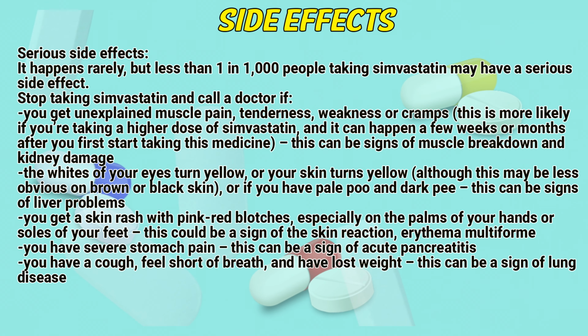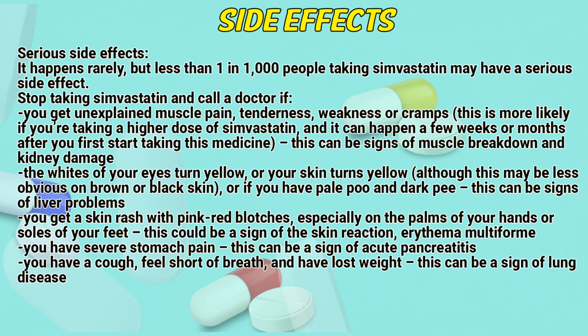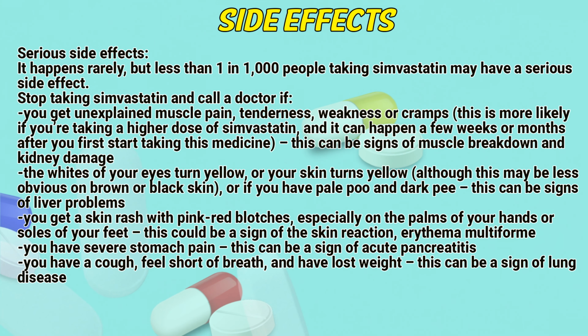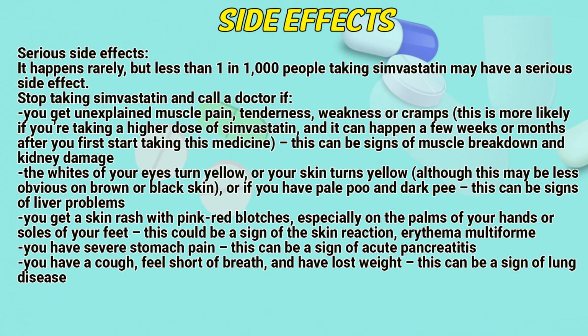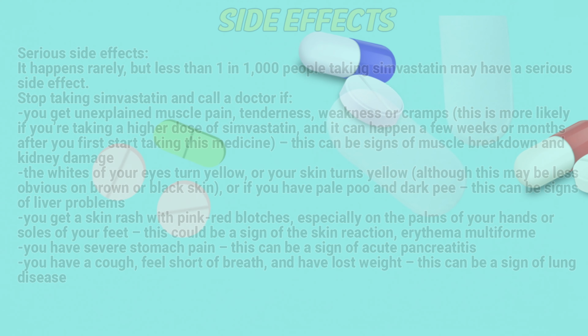The whites of your eyes turn yellow, or your skin turns yellow, although this may be less obvious on brown or black skin, or you have pale poo and dark pee. These can be signs of liver problems. You get a skin rash with pink or red blotches, especially on the palms of your hands or soles of your feet. This could be a sign of the skin reaction erythema multiforme. You have severe stomach pain. This can be a sign of acute pancreatitis. You have a cough, feel short of breath, and have lost weight. This can be a sign of lung disease.